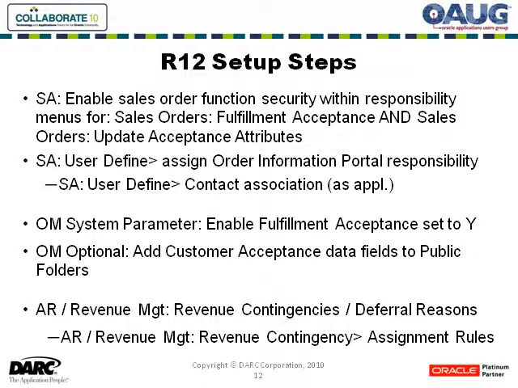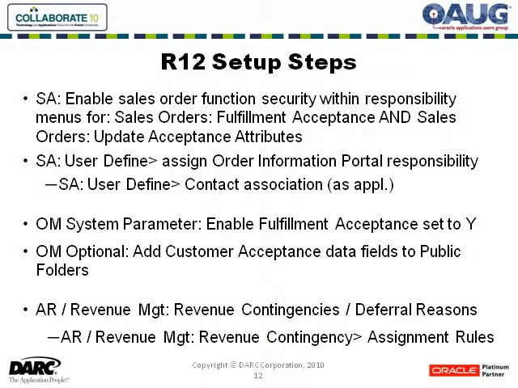On the order management side, the most critical setup is the OM system parameter enable fulfillment acceptance. That needs to be set to yes. Without setting that to yes, nothing will happen in terms of customer acceptance functionality. Optionally, in order management, you can add the customer acceptance data fields to any public folders, or users could add them to their personal folders.